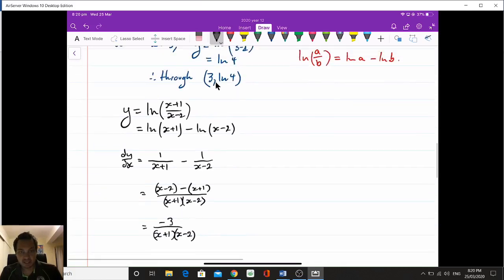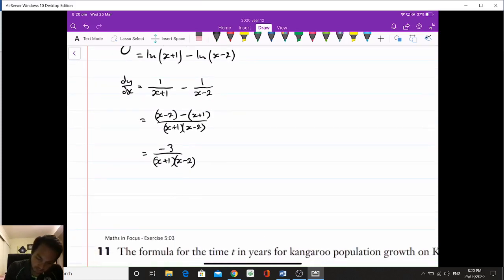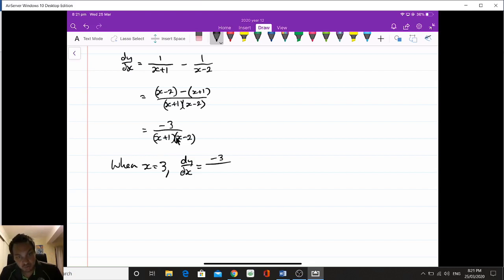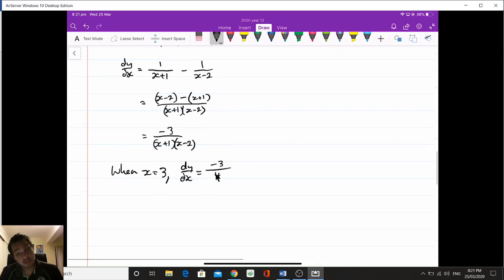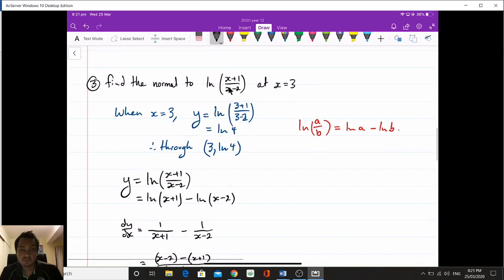I didn't find the answer because it's when x is equal to 3. So when x is equal to 3, dy/dx is going to equal negative 3 over, I'll just put this as one line, 4 times 1, so negative 3 over 4. Okay? Remember, that's not the gradient we want, that's the gradient of the function at that point.